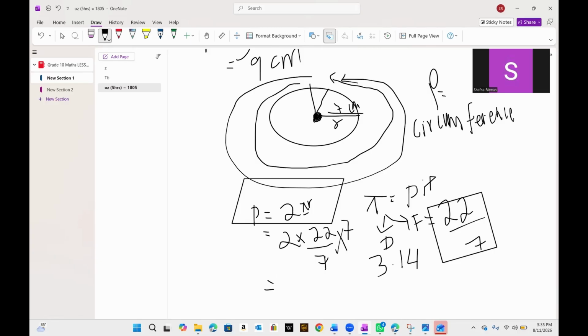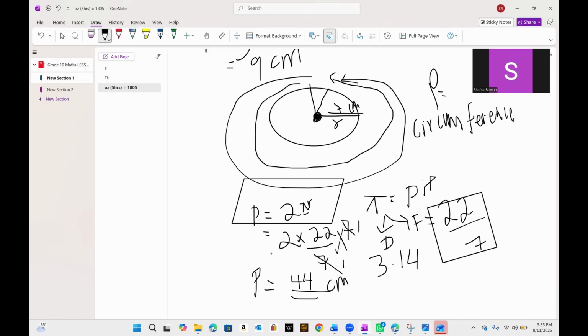What can you do here? 7 and 7, you can divide by 7 one time. And then 2 and 22 are both in the numerator, on top, so you can't cancel anything. So what's the answer then? 2 into 22: 2 twos are 4, 2 twos are 4. Then it is 44 centimeter. That is your answer for your perimeter. So the perimeter equals 44 centimeter.